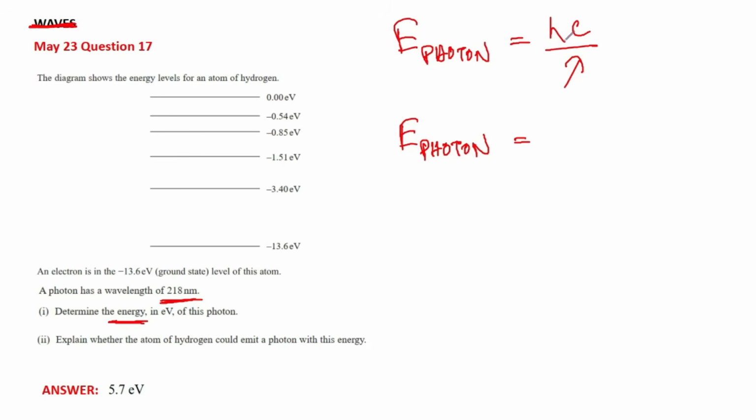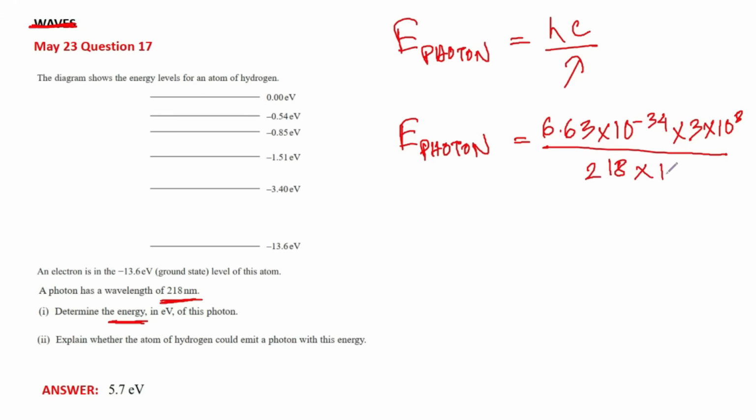So energy of the photon is equal to h, 6.63 times 10 to the power minus 34, c is 3 times 10 to the power 8, divided by lambda, which is 218. Of course, you have to convert nanometer to meter, times 10 to the power minus 9. So the value that I get for the energy of the photon is 9.12 times 10 to the power minus 19 joule.